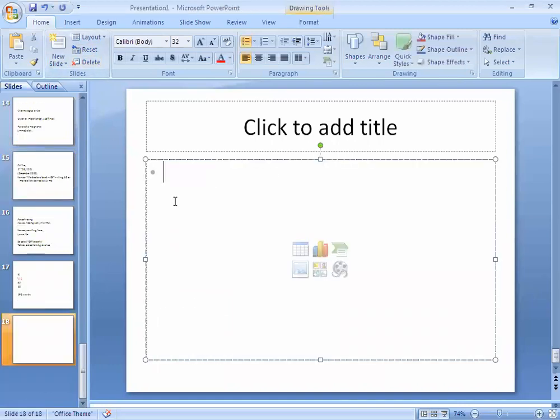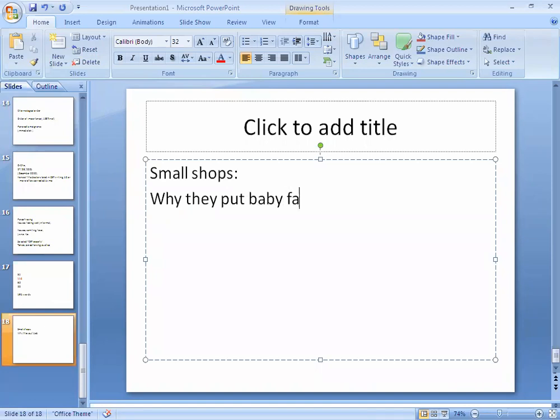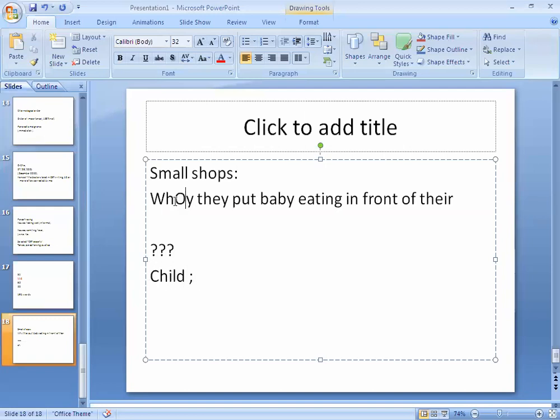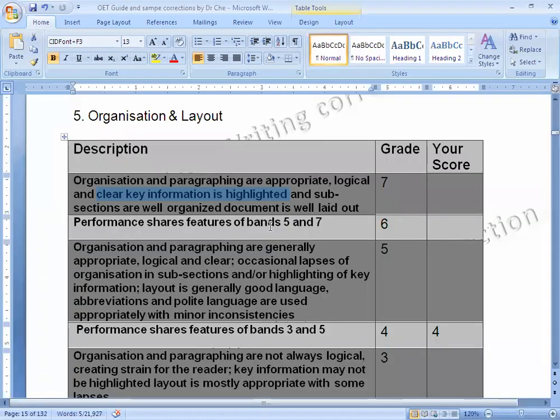Dr. Moshe, have you seen these small shops? Why do they put baby eating things, things for children, in front of their shop, at the front door, even not only for babies, in other shops also? Because the child will see it immediately. Then they call it highlighted. Mom, dad, I want to eat this, I want to purchase this. They will sell their things. So in OET, we need to highlight our things.